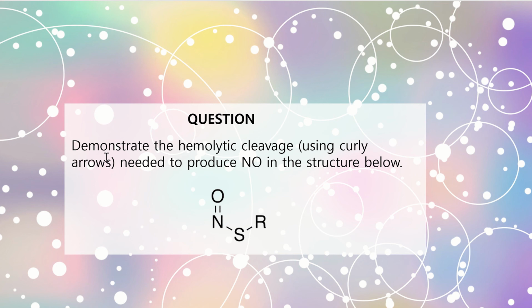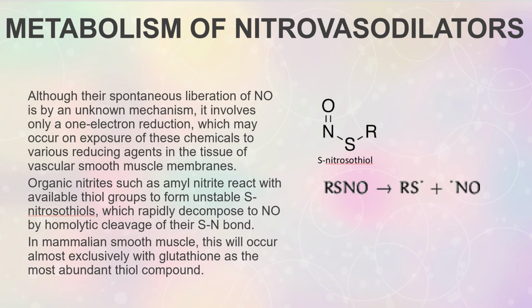All right, so we have another question. Demonstrate, using curly arrows, the homolytic cleavage needed to produce nitric oxide in the structure below. So we just mentioned here that once the unstable S-nitrosothiols are formed, they rapidly decompose by a homolytic cleavage, and that is what I want you to demonstrate on this structure seen here.